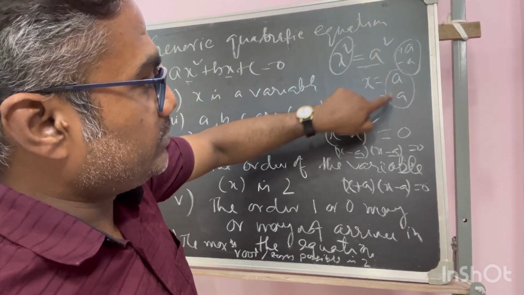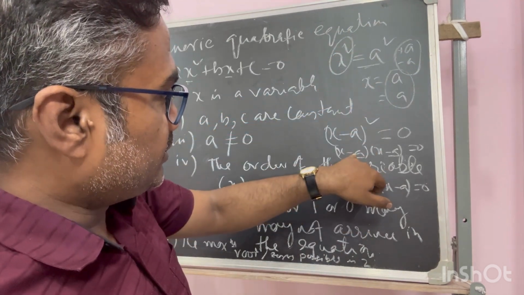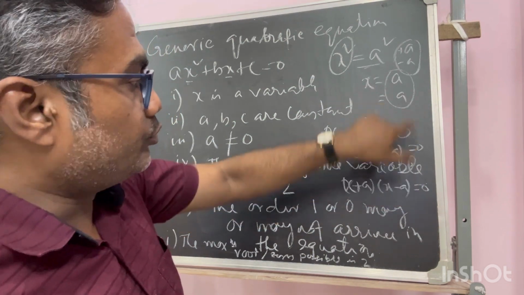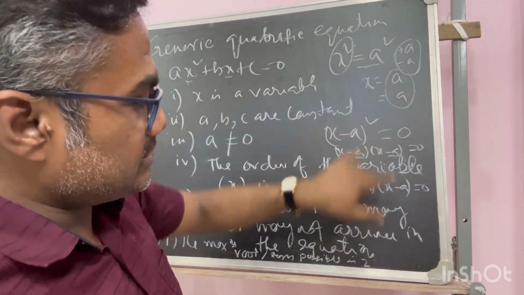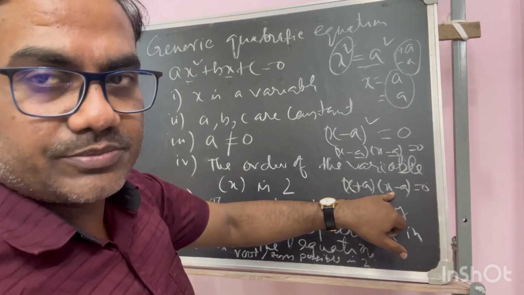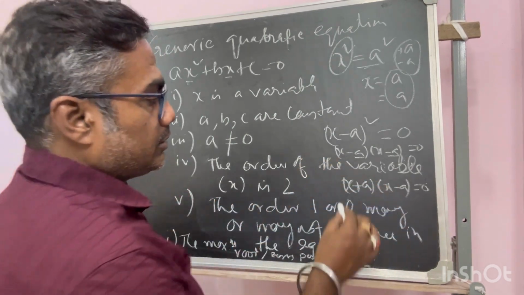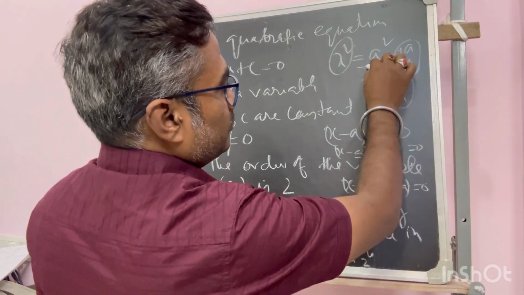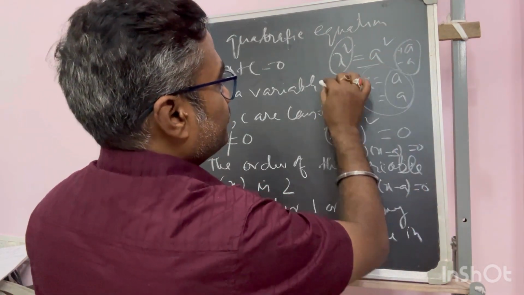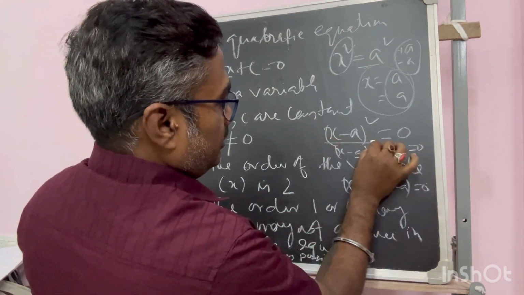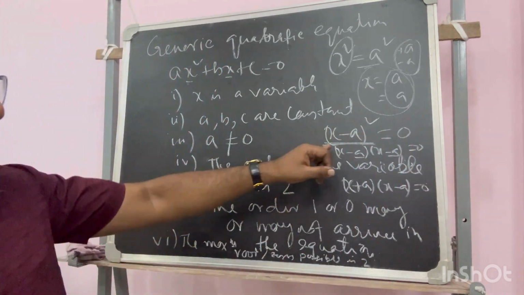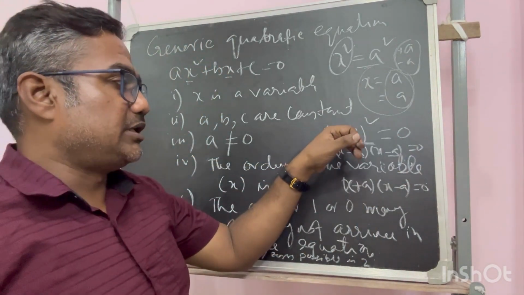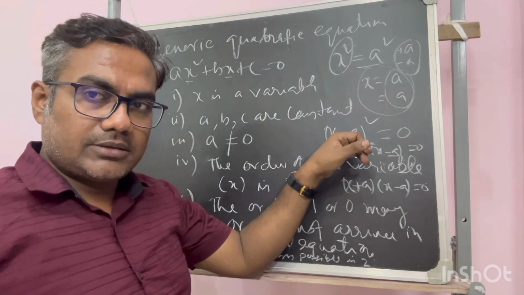Now x is equal to a is possible for this equation. So both will be equal. For this case, x is equal to plus a and minus a is possible. So I am not saying that both being equal is not possible. Both can be equal when your equation is like that, x minus a whole square is equal to 0. This is still a quadratic equation.